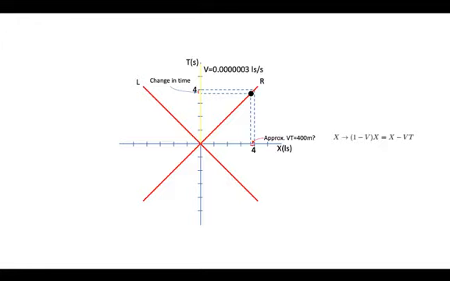The low speed limit of our transformation fully agrees with our expectations. Our entire experience of space and time is based on this limiting case. There is, however, much more to it. We will explore this new territory in the next videos.